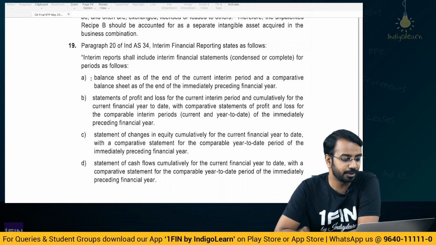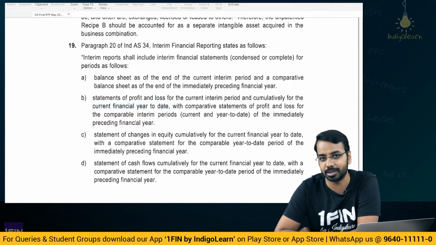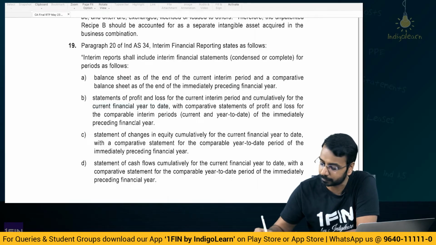So interim period: balance sheet as of the end of the current interim period and a comparative balance sheet as at the end of the immediately preceding financial year. Statement of P&L for the current interim period and cumulatively for current financial year to date with comparative statements of P&L for the interim period and year to date of the immediately preceding period. So P&L you will have 4, right?